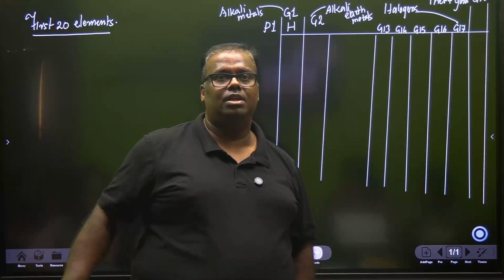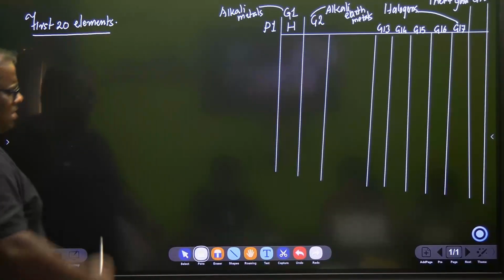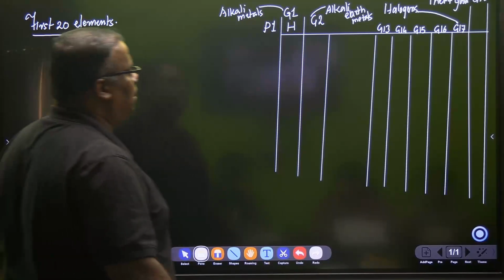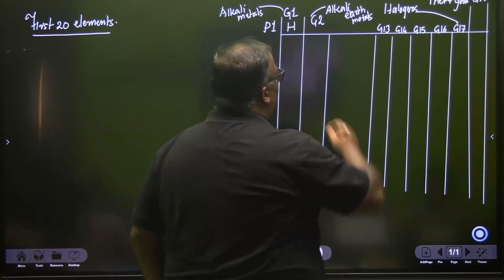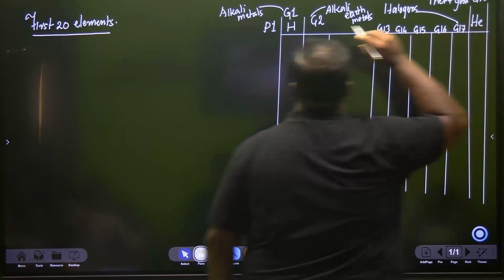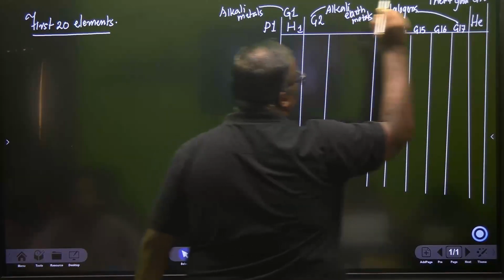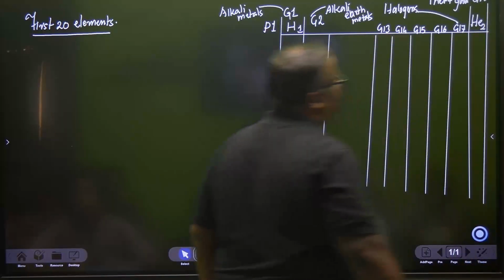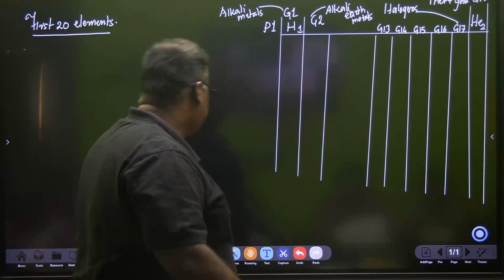AG, not short form, beta. It is known as symbol. So we have got hydrogen, okay, hydrogen, and this is inert gas. So here comes helium. Hydrogen's atomic number is 1. Helium's atomic number is 2. Clear?